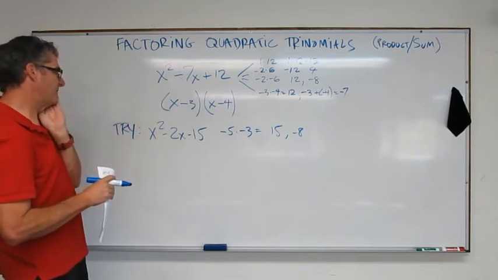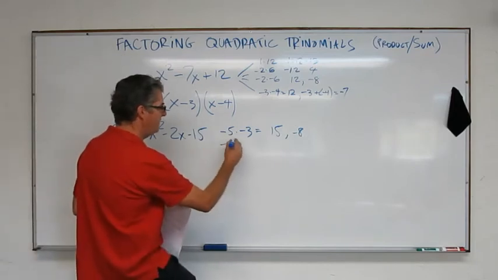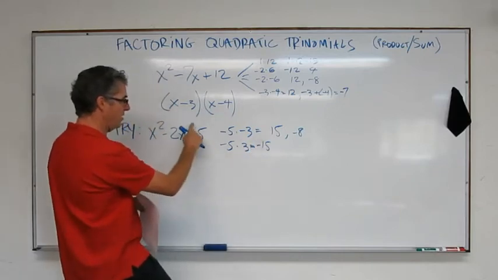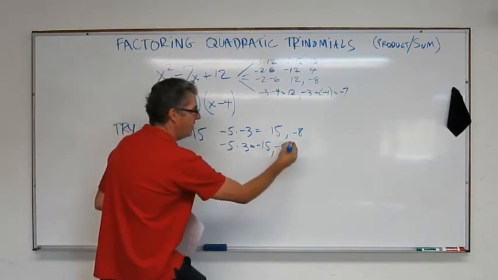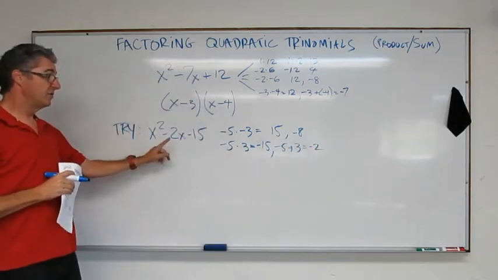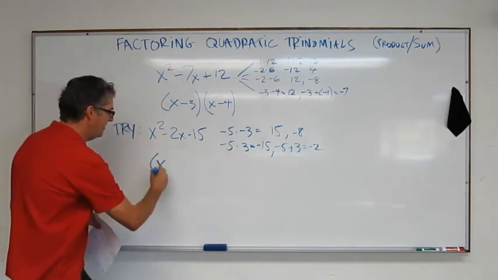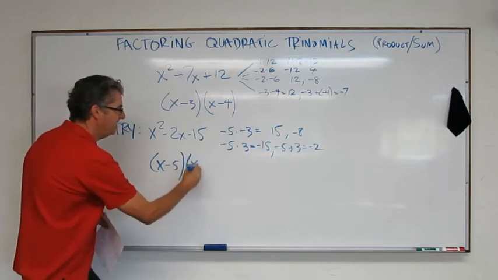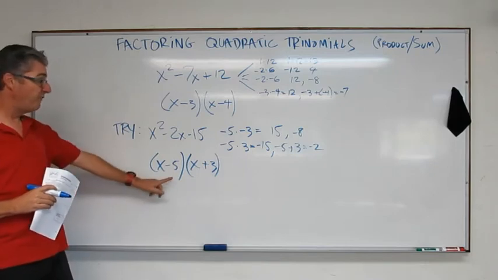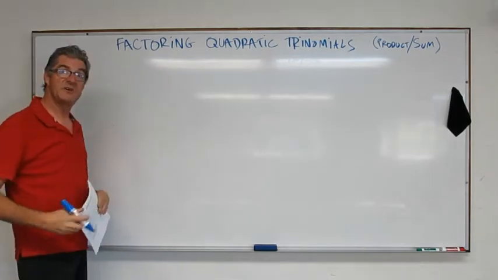Let's try another one. I'm going to look at these two factors, and I think maybe if I did negative 5 times 3, that gets me negative 15, which is what I wanted there. And then negative 5 plus 3 gives me negative 2, which is what I wanted there. So here are my factors. Negative 5 times 3. So I have x minus 5 and x plus 3. Pretty cool. Now if I FOIL this, I should wind up back here. Okay, here's another one to try.